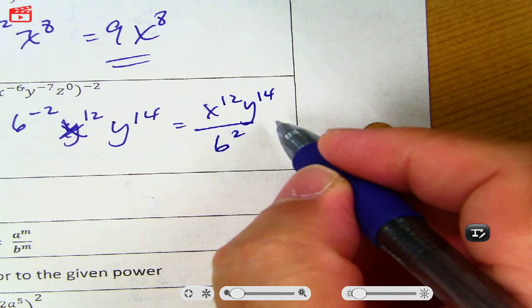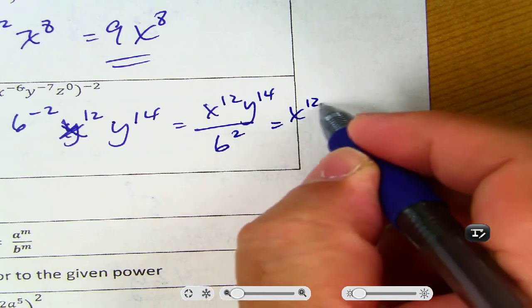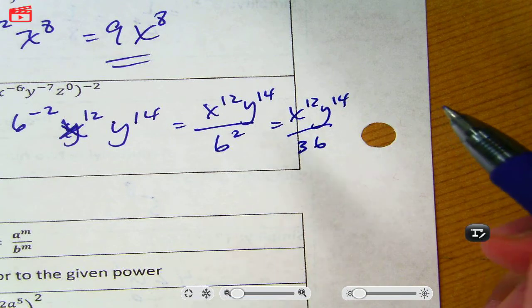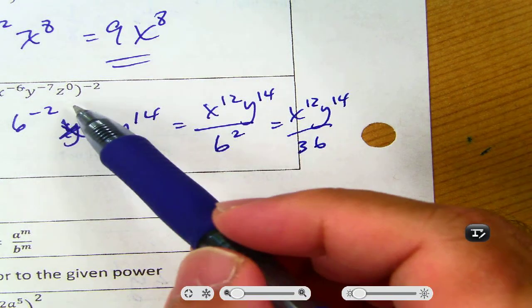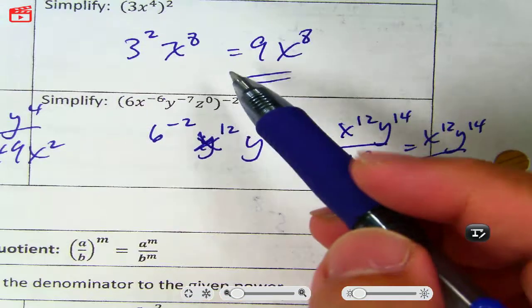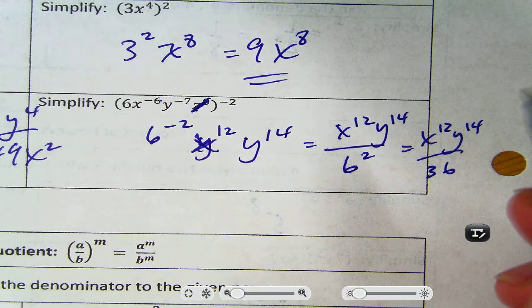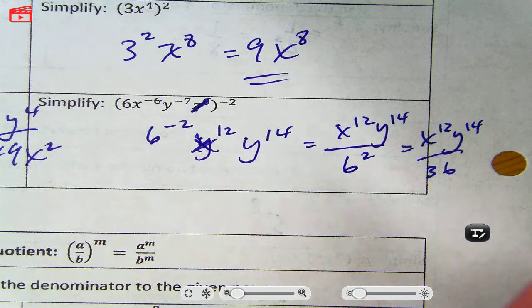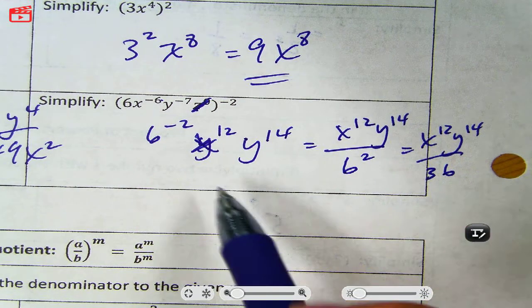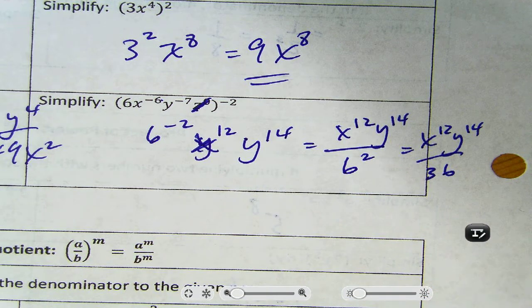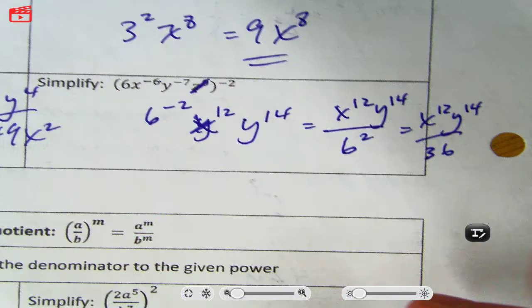But you know what 6 squared is. So let's make that a 36. Oh, so you might ask, well, what happened to the z? Well, z had a 0 on it. So it's essentially gone. Z to the 0 is 1, so 1 doesn't really do anything. So I left it off. It's not that I ignored it. Well, I guess I did ignore it, because it's z to the 0. Z to the 0 is 1. You can't do much with 1. All right, that's it.